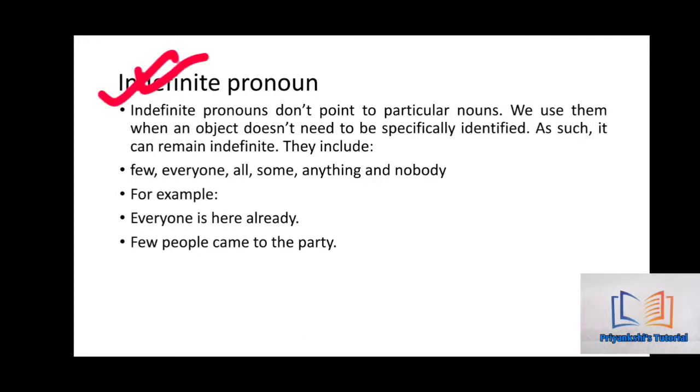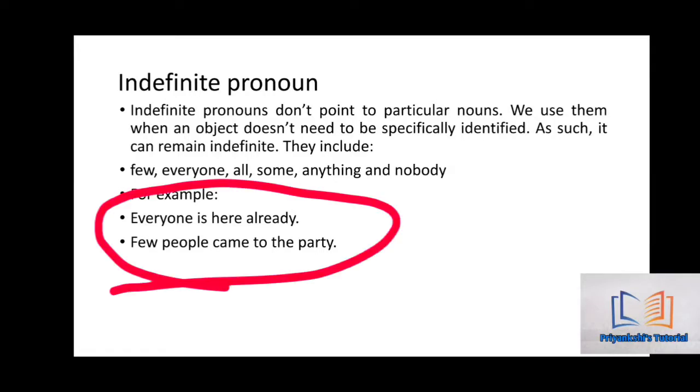Indefinite pronoun. Indefinite pronouns don't point to a particular noun. We use them when an object doesn't need to be specifically identified. As such, it can remain indefinite. They include few, everyone, all, some, anything, and nobody. For example, in a sentence, everyone is here already. Few people come to the party.